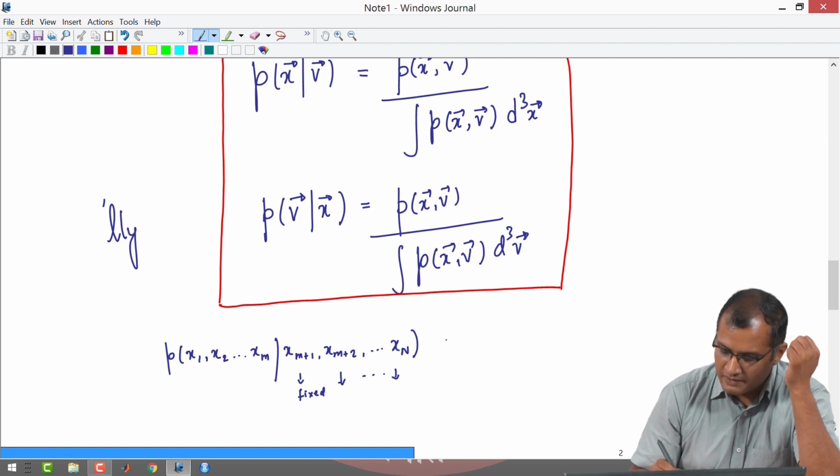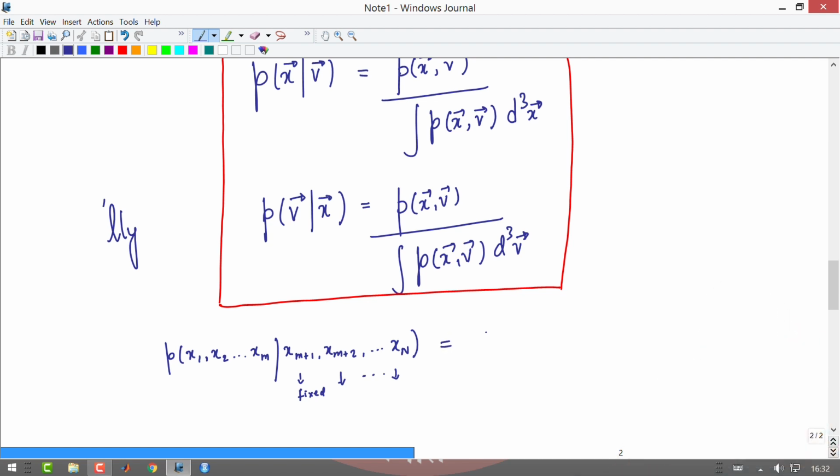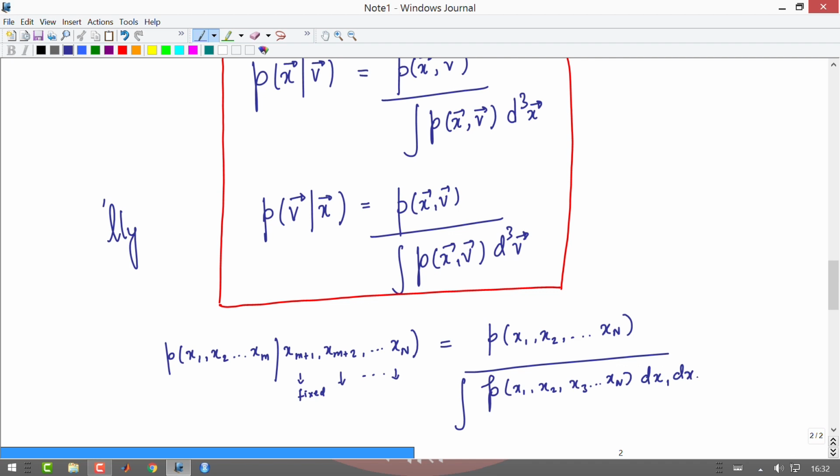Okay, so this is given by a simple Bayes theorem, which says that you have the total or the joint probability density divided by simply an integration of this joint probability density over the variables. Okay, this is the so-called Bayes theorem.